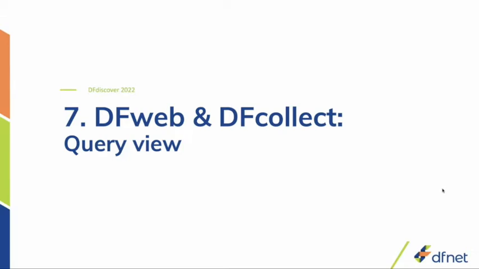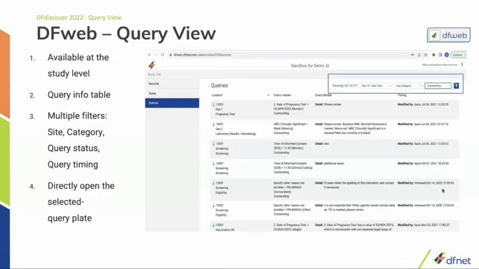Thanks, JB. Hello, world. Let's start with the query view feature in DFweb and DFcollect. In DFweb, query view is available after a study is loaded. As we can see, the site-based query information is displayed using a table list. There are also 3 drop-down filters: site, category, and query status, for query sorting.